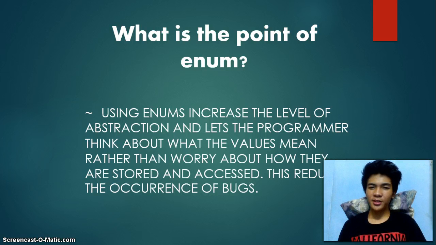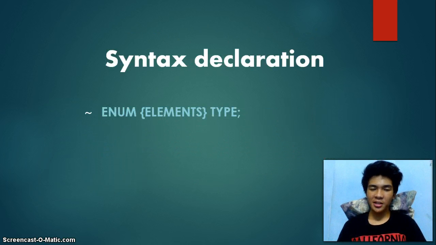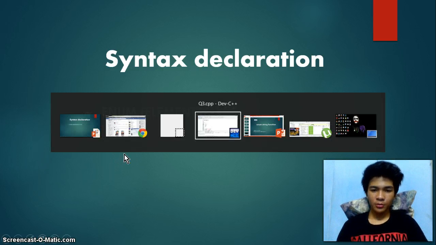Using enums increases the level of abstraction and lets the programmer think about what the values mean rather than worry about how they are stored and accessed. This reduces the occurrence of bugs. Here's the syntax declaration. I'll show you some examples.